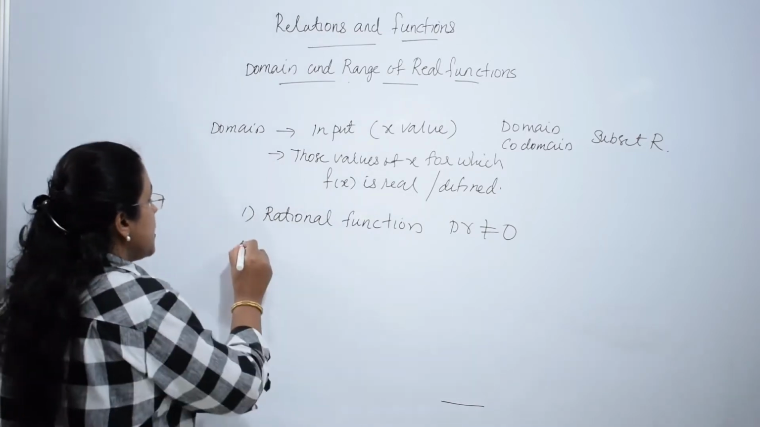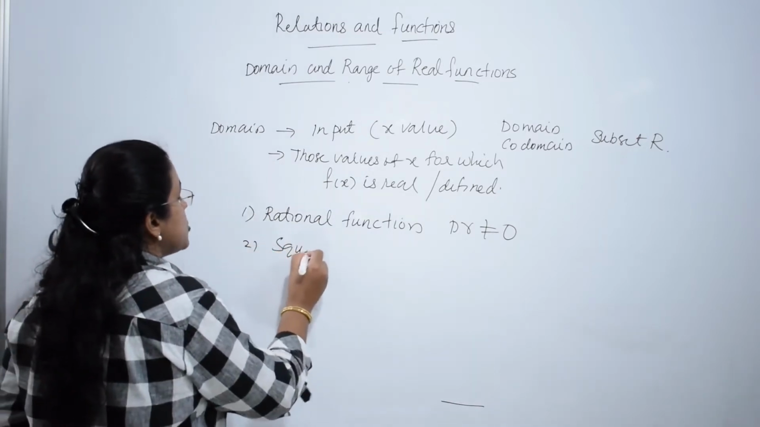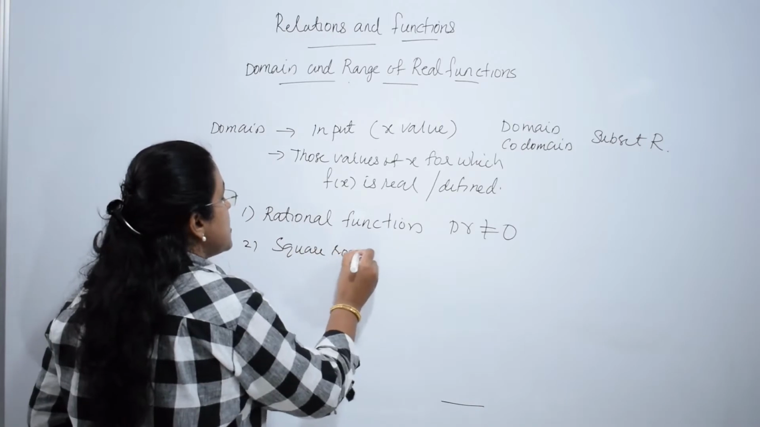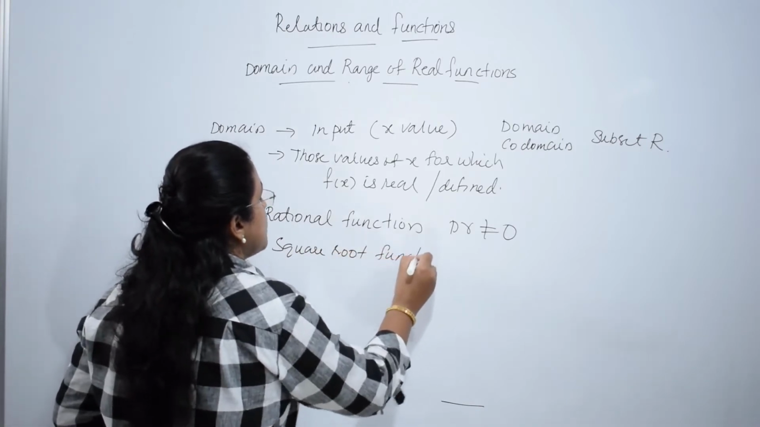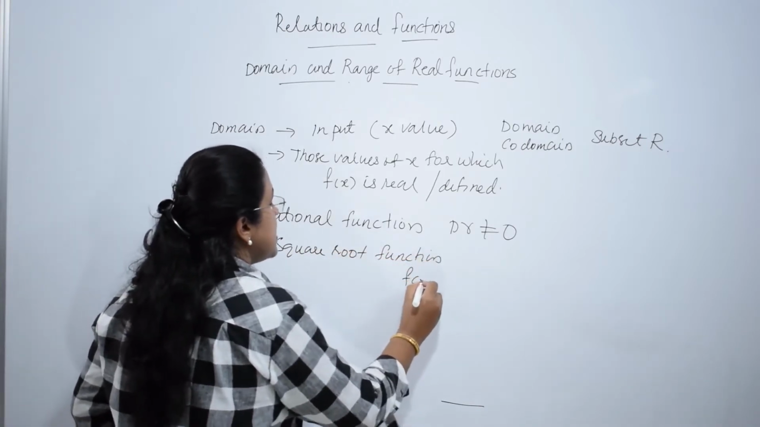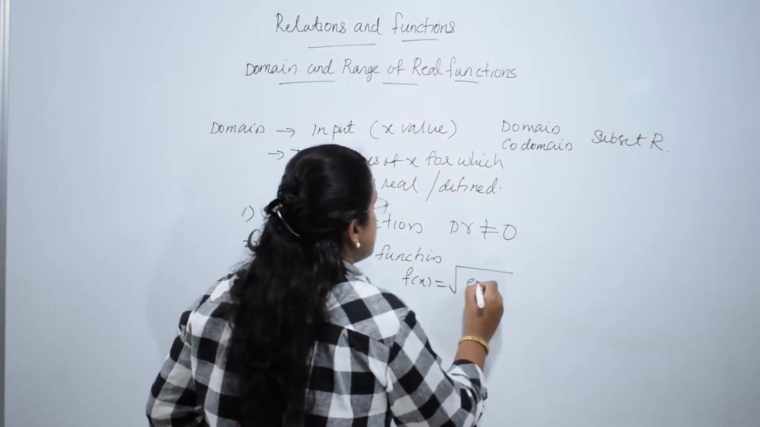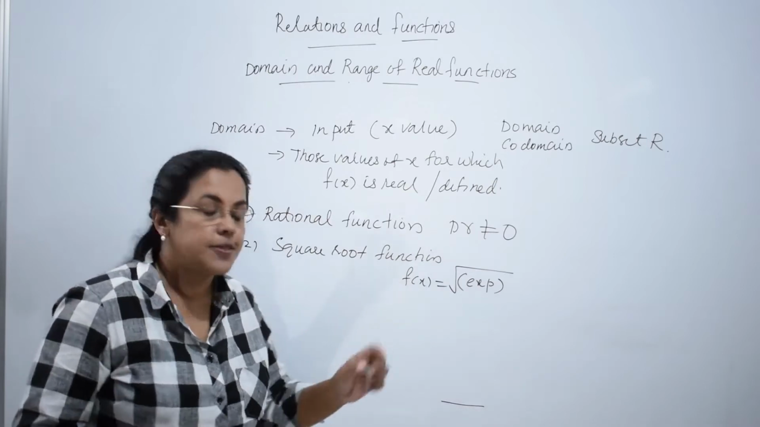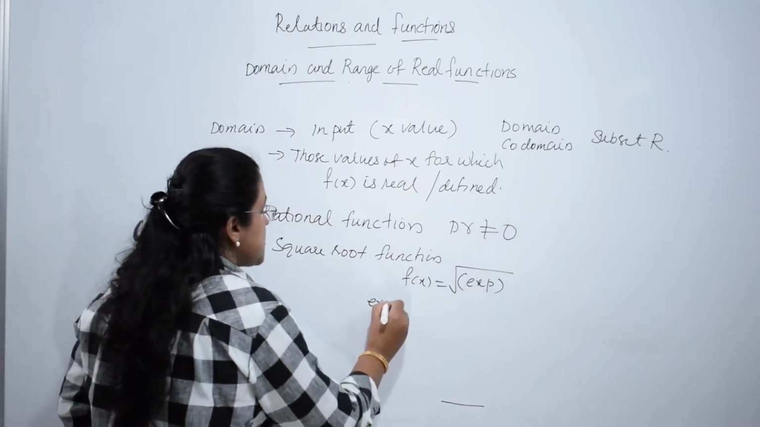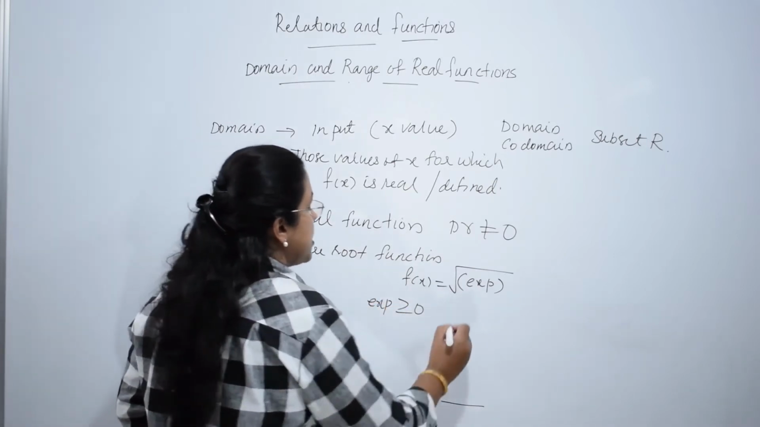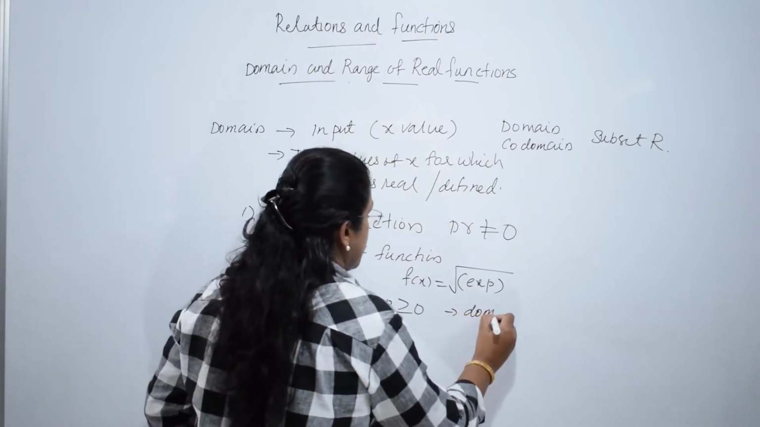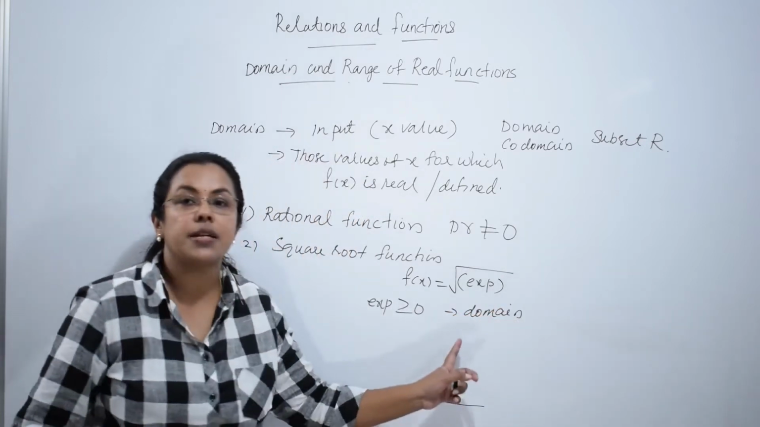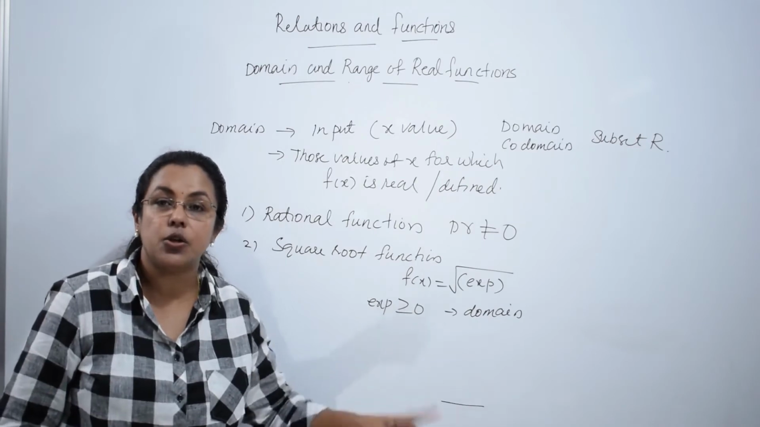Point number 2. If it is a square root function of the form f of x is equal to square root of some expression, then expression greater than or equal to 0 will give the domain.